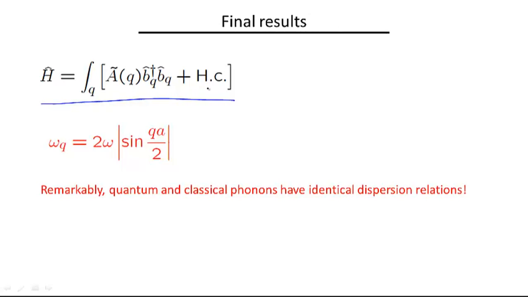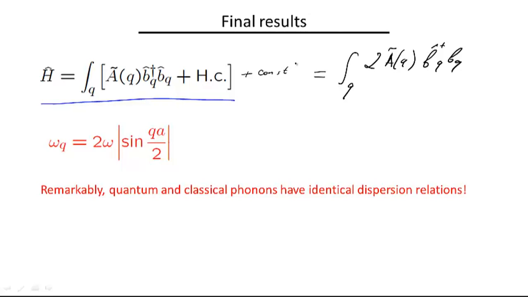And so here we have also this Hermitian conjugate. If we calculate it, it will be simply the same term. So we can write it as an integral over q, twice a tilde of q, b dagger q, bq. And I should also mention one thing that I swept under the rug, and this is that I haven't paid attention to constants that appear in the Hamiltonian. So there could be a constant here.